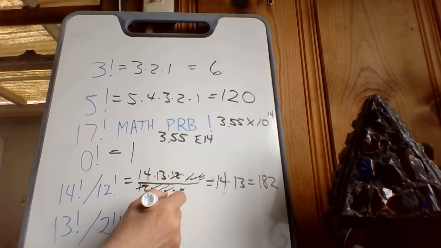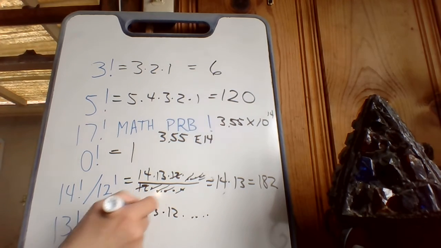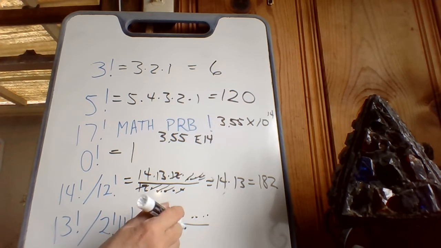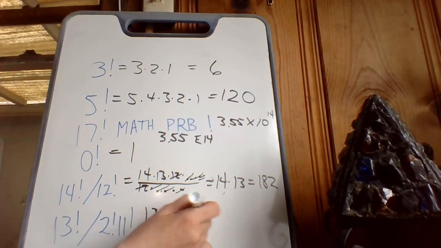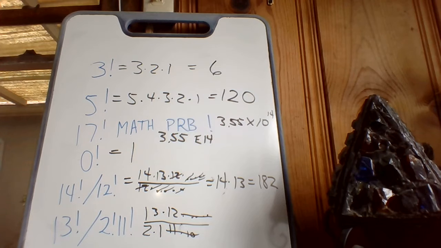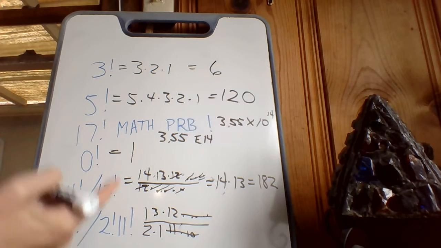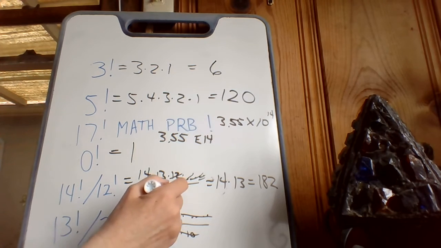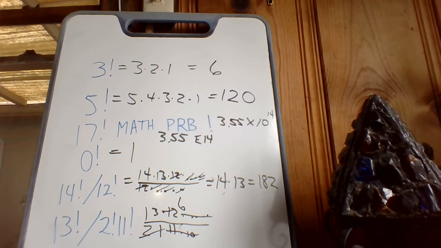13 factorial, so 13 times 12 times, and down here, 2 factorial, so that's just 2 times 1, and 11 factorial, so that's 11 times 10 times 9. This 11 and on down is going to cancel with all of that. So all I got on the top now is 13 times 12. And all I got on the bottom is a 2. So 2 times 1, that cancels into that. Really, it's 13 times 6. 78.